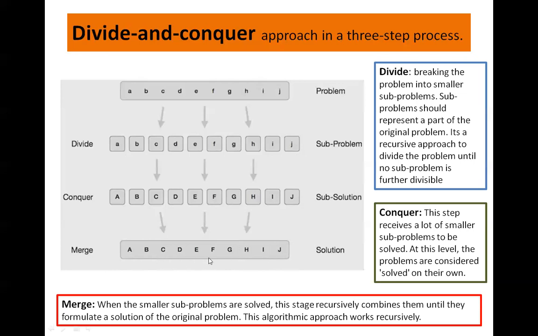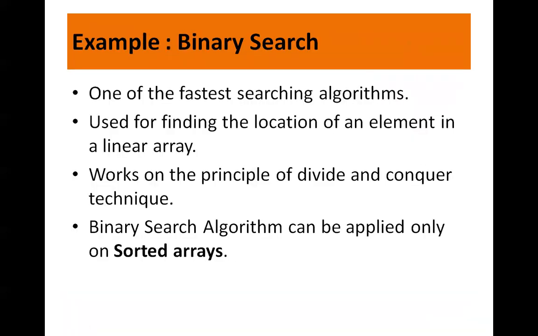So this algorithmic approach works recursively. We have already seen the factorial of a number. If you remember, when the factorial of n is taken, you call the function again with n-1, and again with n-1. Once you reach the base condition, you get the solution for each recursive call, you combine them, and you get the final solution. Let us take a good example, that is binary search.